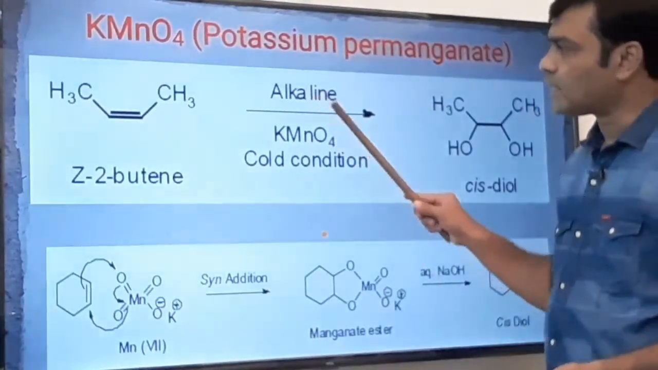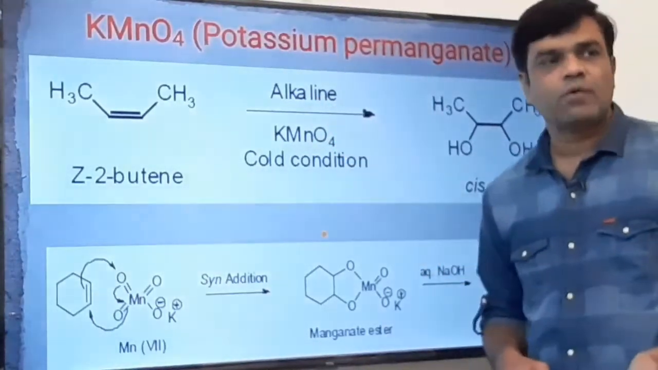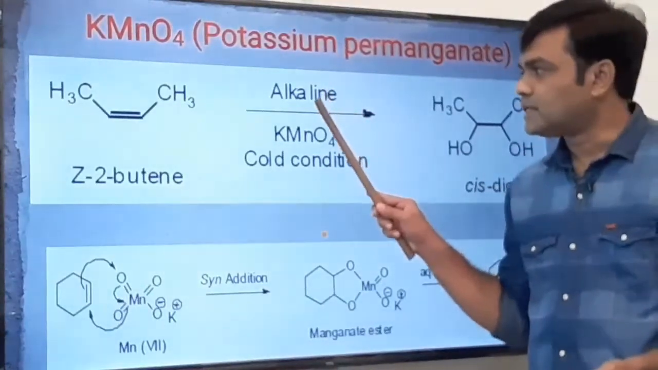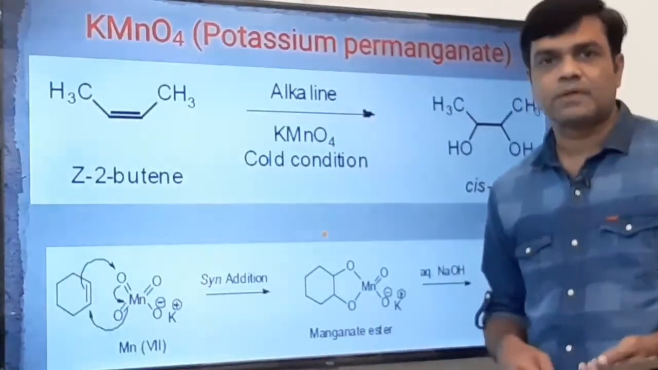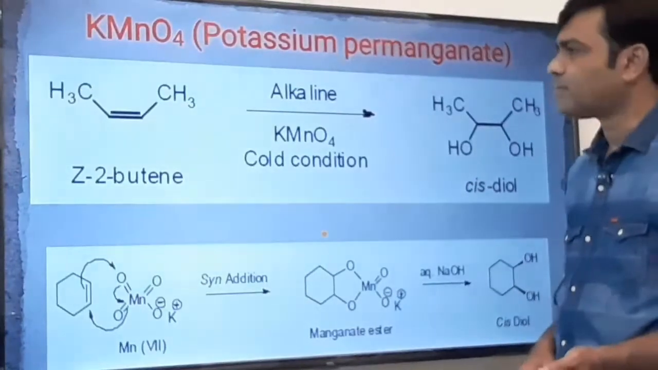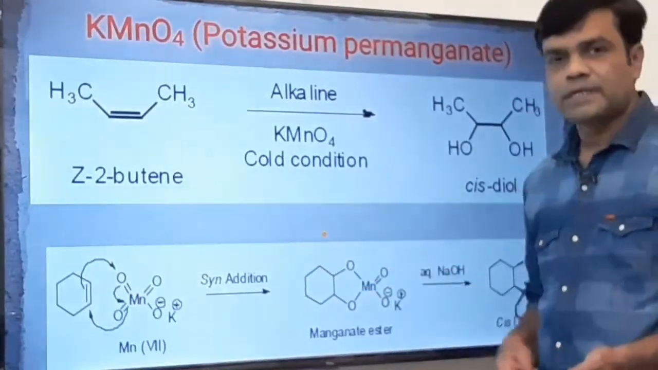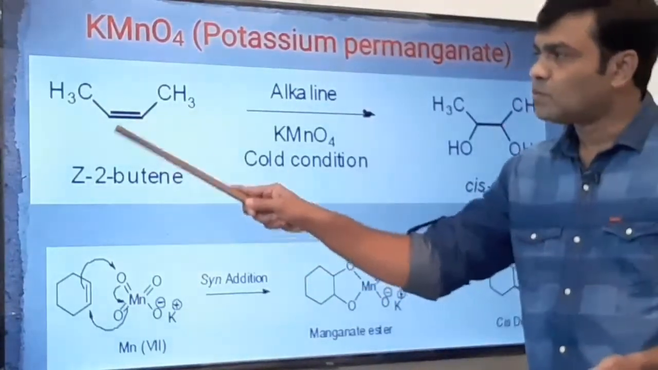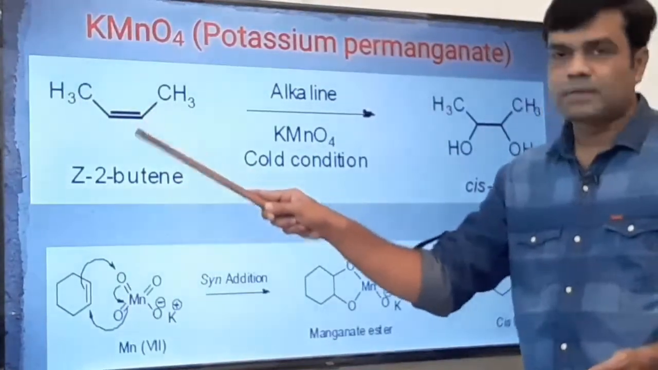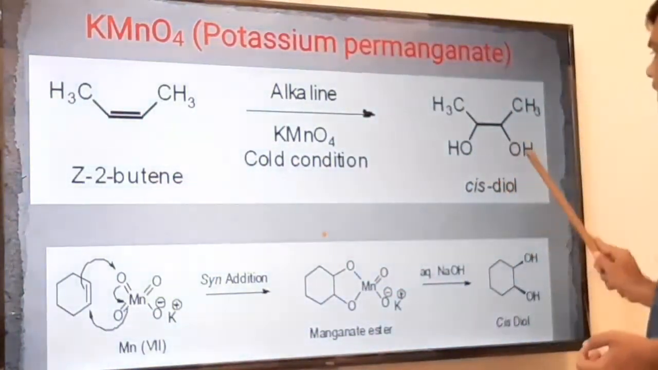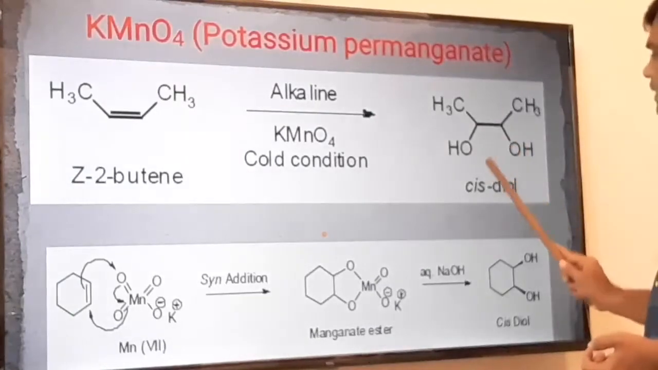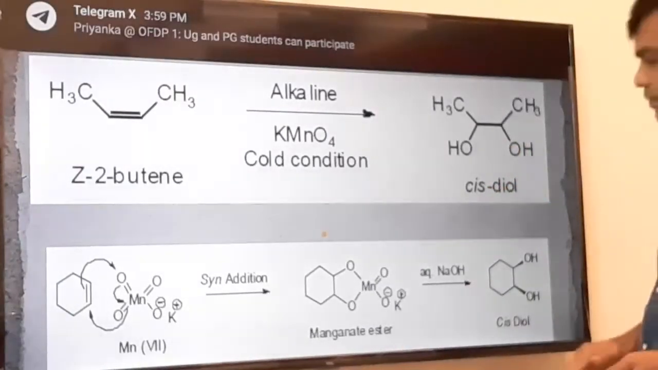When we treat it with alkaline potassium permanganate in cold condition, see the condition here, an alkaline solution of potassium permanganate, diol formation takes place. Both OH groups are added across the carbon-carbon double bond, and see the position, they are on the same side, that is we get cis diol.